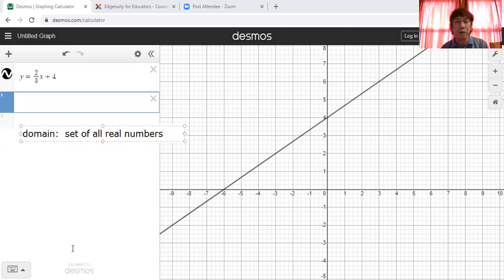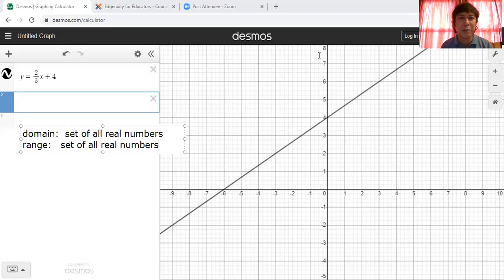Now, how about the possible y? For each value of x, there will be a corresponding y. And you can see it from your graph also. You see the line extends going up. So it's possible to have all positive y's. And going down, that means you can also have, as possible outputs, all negative values downwards. And so our range for this linear function is also the set of all real numbers.